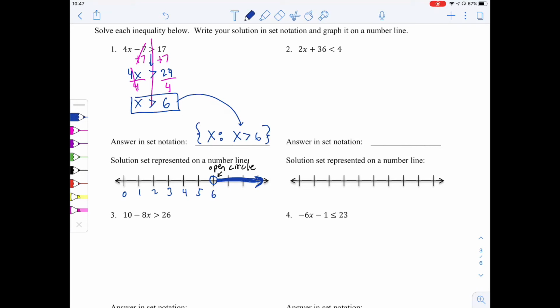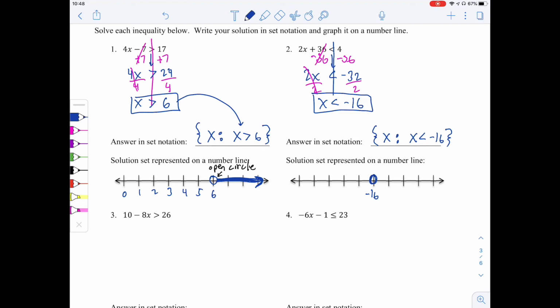Okay, so next one. Same thing with this one. Subtract 36 from both sides. Get 2x and bring down our symbol. Less than 4 minus 36, which is negative 32. Then divide by our coefficient 2. x is less than, keep the same symbol, negative 32 divided by 2, negative 16. And that's our answer. So set notation is going to be x such that, colon, x is less than negative 16, and our brackets.